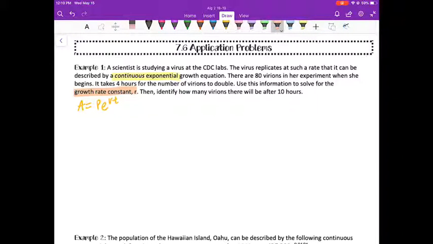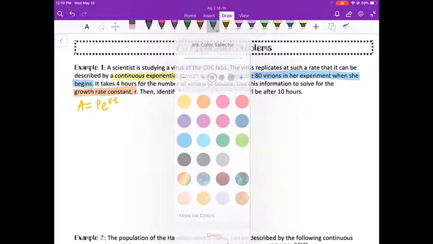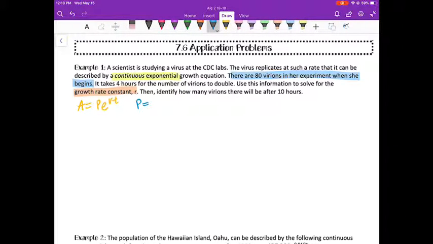So there are 80 virions in her experiment when she begins. Well, if that's what she has when she begins, that's a value for P. That is an initial amount. So she starts with 80. Great. And then we have this ordered pair given to us next. So it takes 4 hours for the number of virions to double. So after a time of 4, it doubles. Okay, if she started with 80, double that would be 160. So with this information, we can now solve for r just by plugging everything in and solving from there.